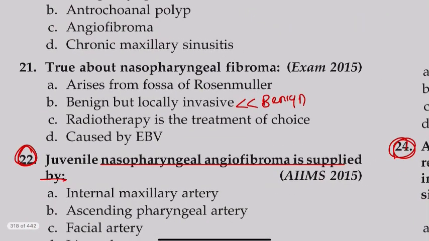Arises from the fossa of Rosenmuller? No. Benign but locally invasive? That's right. Radiotherapy is the treatment of choice? No. Caused by EBV? No. So here the answer is benign but locally invasive.